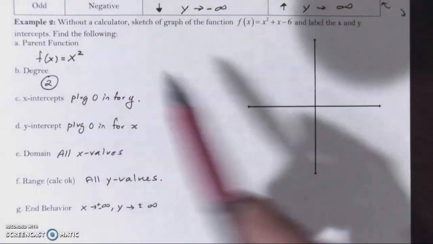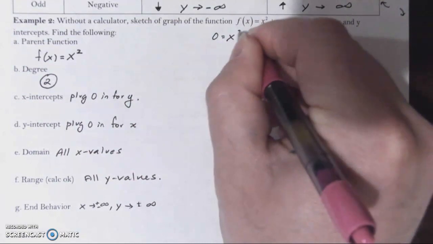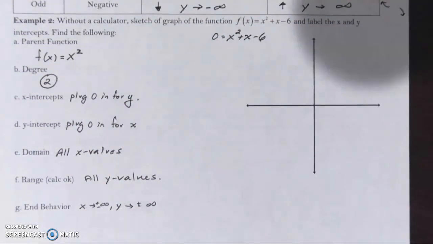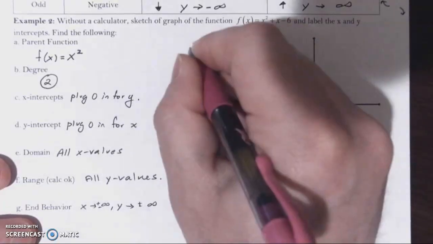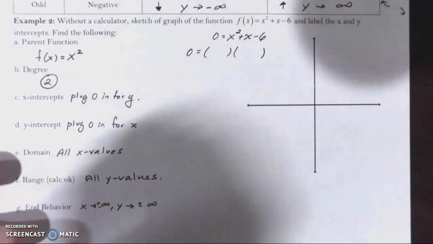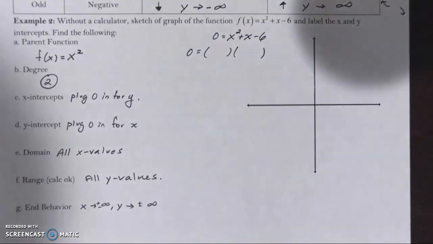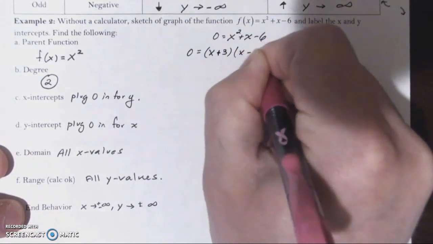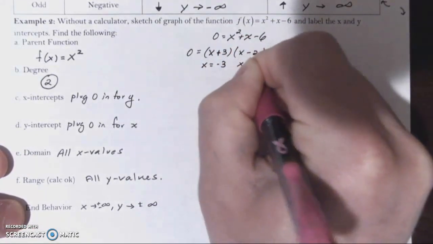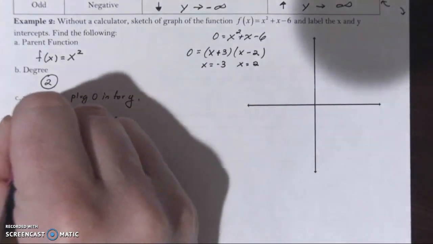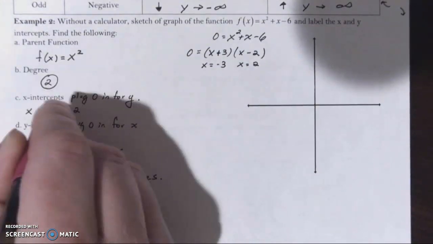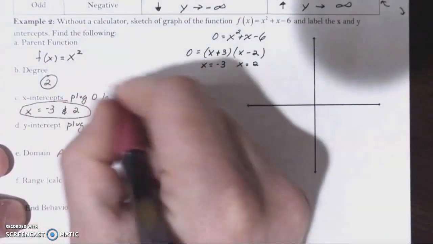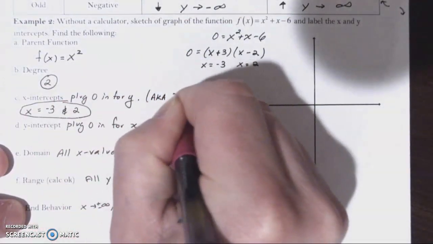Parent function, let's plug in 0 for y. Well, let's see what happens. This just gets us a quadratic equation. Can you solve this quadratic equation by using the quadratic formula? Sure. I think easily enough we should be able to factor this quadratic equation. All quadratics aren't factorable, but this one is. X plus 3, x minus 2, x would equal negative 3, x would equal 2, and our x-intercepts are negative 3 and 2. X-intercepts are also known as zeros.